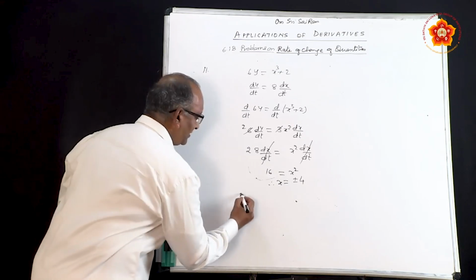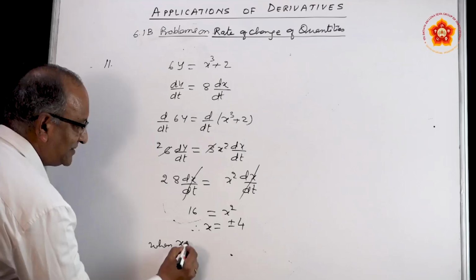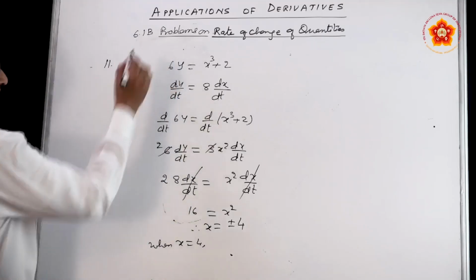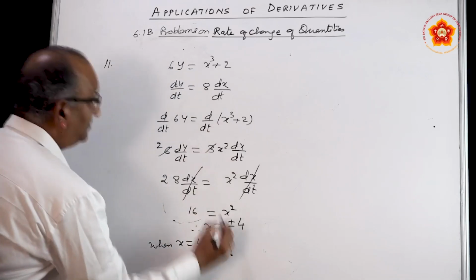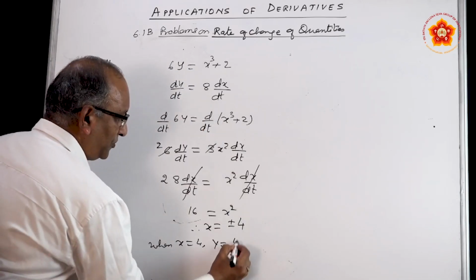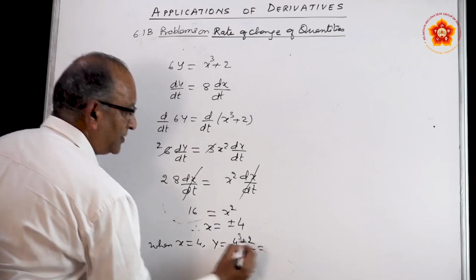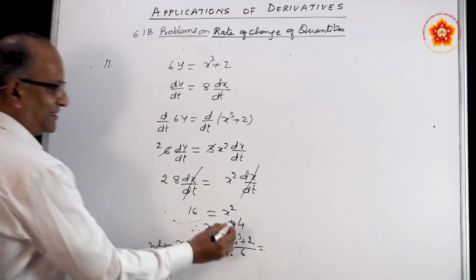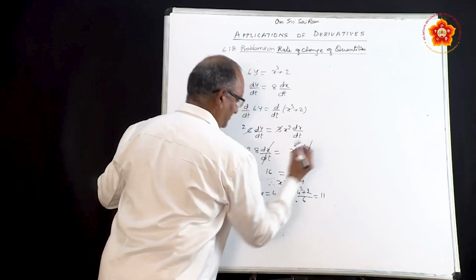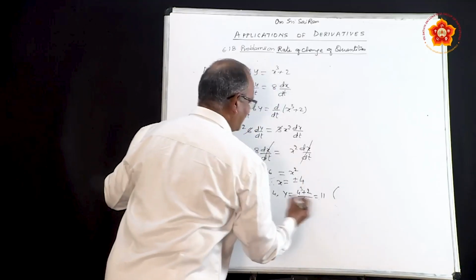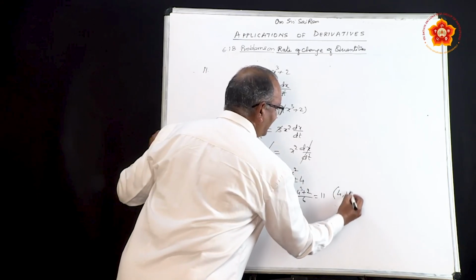So, when x is equal to 4, substitute in that relation, y is equal to 4 cube plus 2 by 6. 64 plus 2 is 66, 66 by 6 is 11. So, the first answer is 4 comma 11.